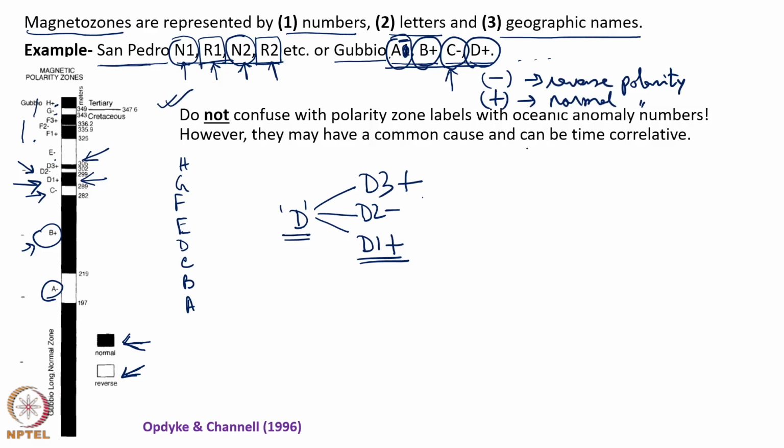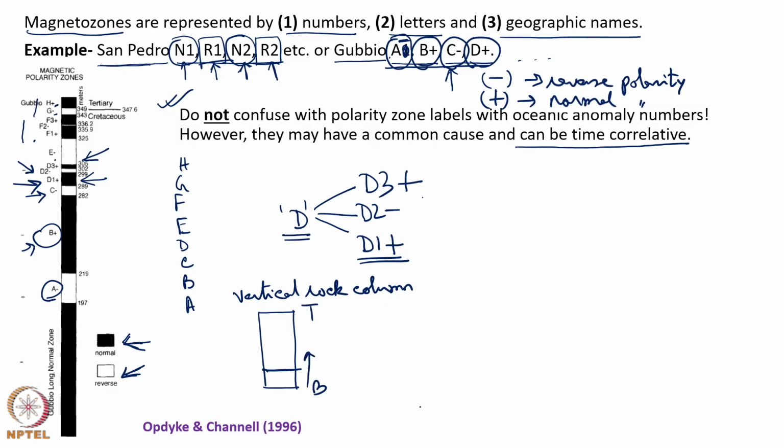However, they may have a common cause and can be time correlative. In fact, it has been done. One way in magnetostratigraphy is to look at the vertical rock column and study from bottom towards top how the magnetic polarity has changed. And the second approach is to look at the oceanic rocks and their magnetic properties. So, the numbers that are used to represent the magnetostratigraphy in the vertical column and those used in the oceanic rock column may or may not match. And in fact, there are few studies where the numbers have been correlated, what has been assigned for the vertical rock column and what has been done for the oceanic rocks.